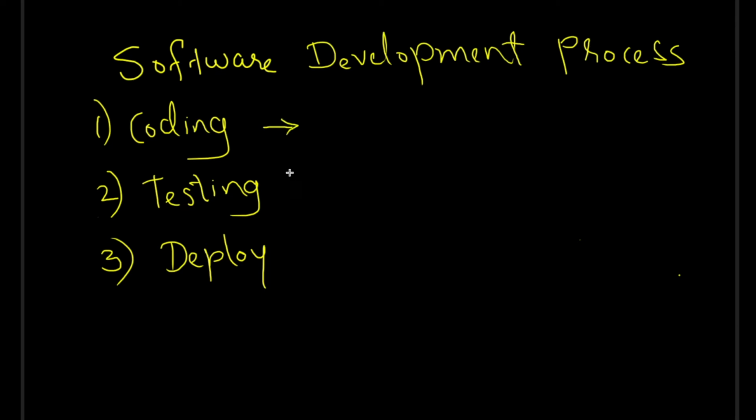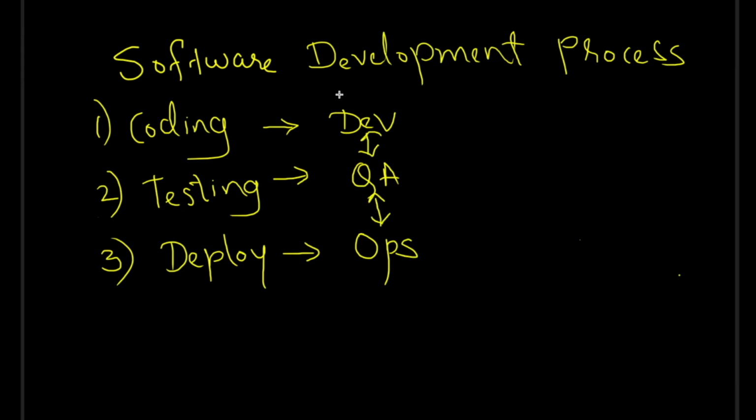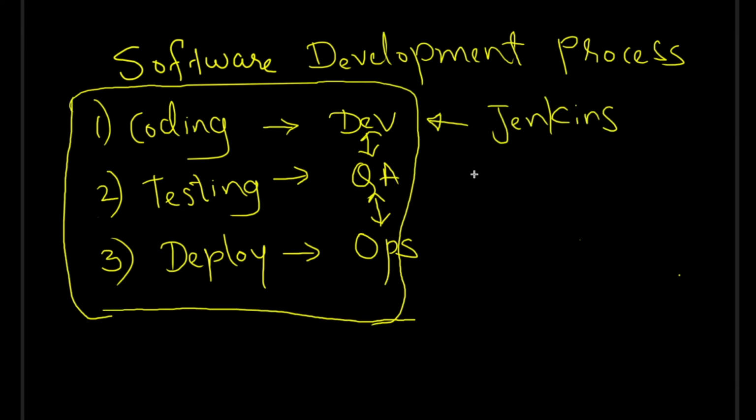So now we understand that there are different teams involved in different phases of the software development process. For coding, we have the dev team. For testing, we have the QA team. We have the DevOps team for the deployment procedure, and coordination is required among these teams to carry out a successful deployment. And now Jenkins is a tool which will help you to automate this entire process without any manual communication.